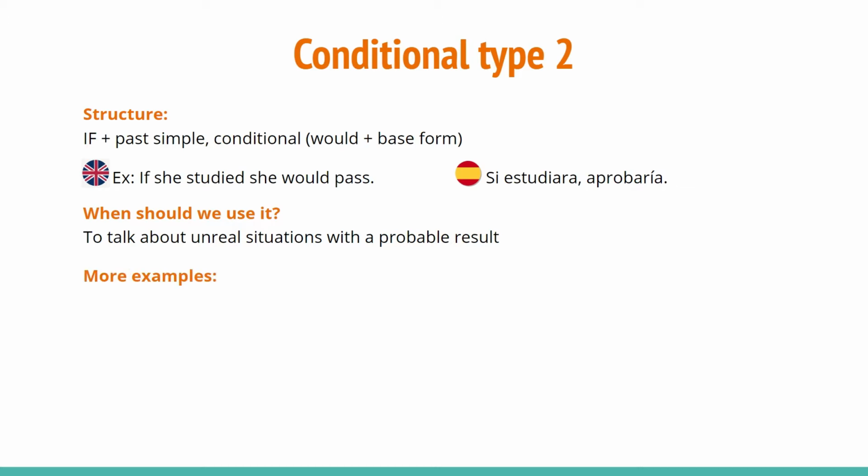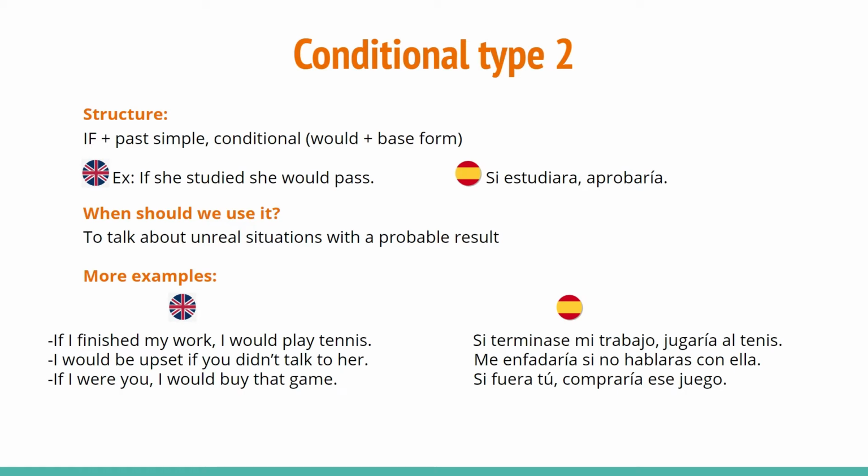Let's see more examples to understand this point better. If I finished my work, I would play tennis. Si terminase mi trabajo, jugaría al tenis. I would be upset if you didn't talk to her. Me enfadaría si no hablaras con ella. If I were you, I would buy that game. Si fuera tú, compraría ese juego. Be careful with this conditional type when we use the verb to be, because the past simple of verb to be is always were in this conditional.